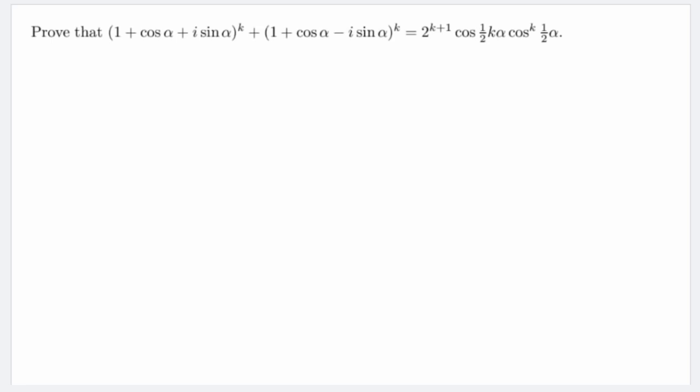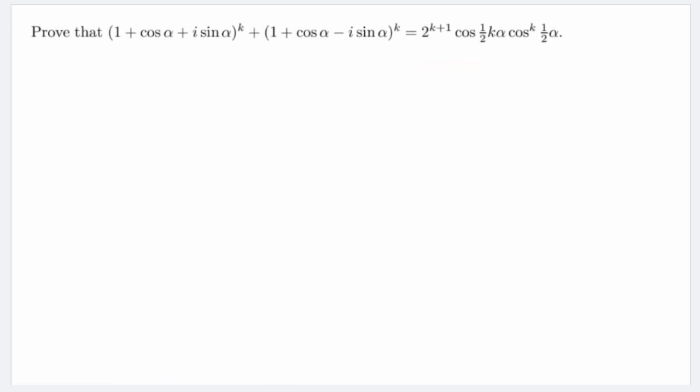Hello and welcome. Today we're going to look at a question involving trigonometric identities and complex numbers. In this case, we are asked to prove that the left-hand side of this equation here equals the right-hand side of this equation. Now, at first glance, this question looks rather complicated.